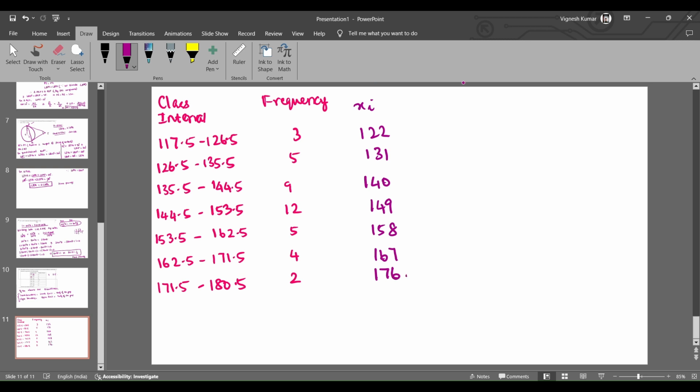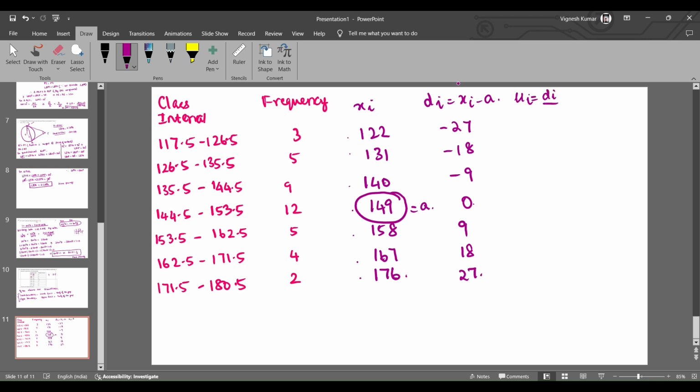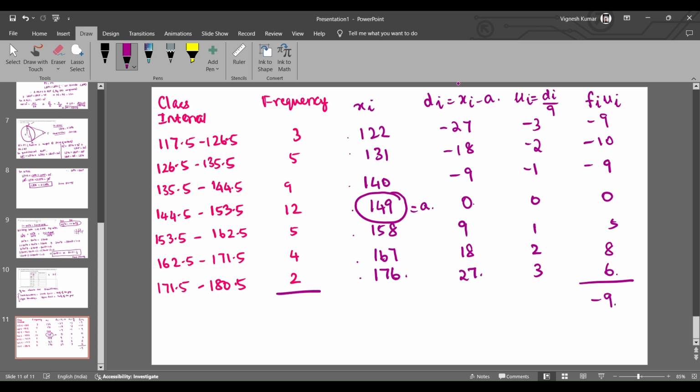And if we have to do this question by the assumed mean method, we see that 1, 2, 3, 4, 5, 6, 7 class intervals are given. So we choose the middle one, which is the fourth one, to be our assumed mean, and di will be xi minus a. So we subtract 149 from each of these, and we see all these values of di have 9 as a common factor, so I divide di by 9 to get a new value called ui, and now I multiply fi and ui. So the sum of this will be minus 9 and the sum of the frequencies will be 40.